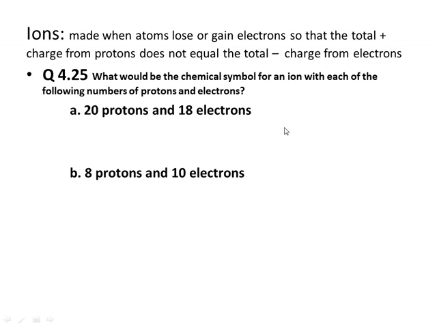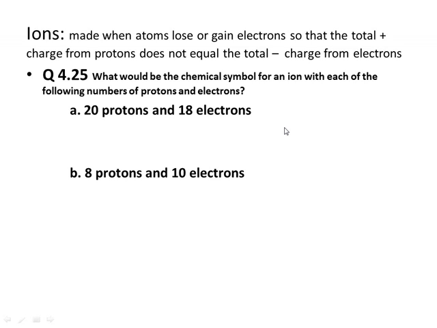So cations, meaning ions with plus charge, are formed when electrons are lost, because then there are more protons than electrons. Anions, or negative ions, are formed when electrons are added, when they are gained, because then there are more electrons than protons. So that's the basic idea here.